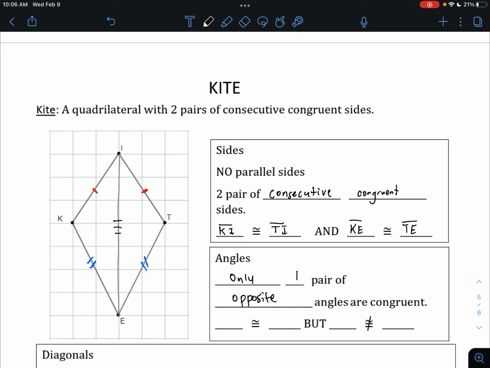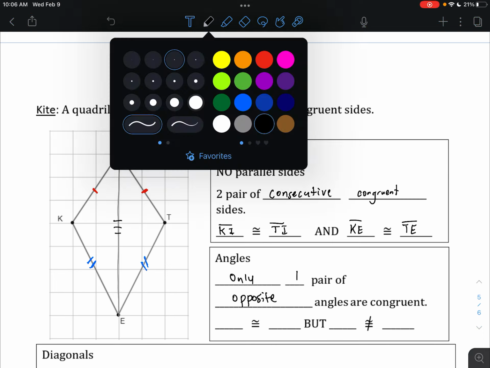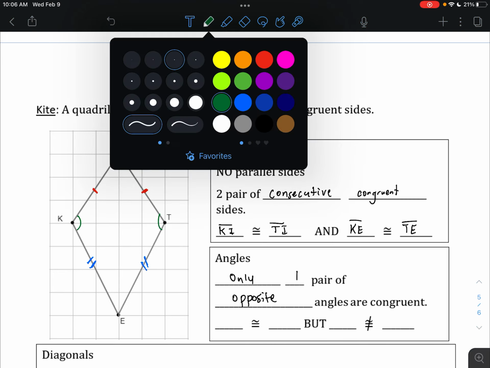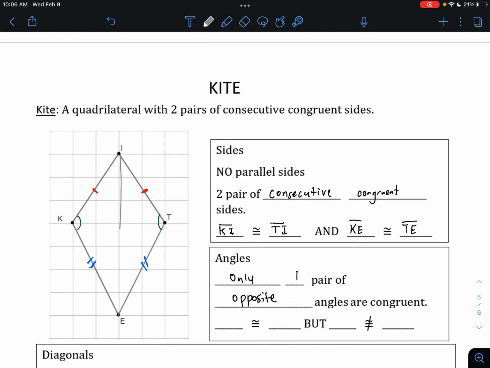Then, since corresponding parts of congruent triangles are congruent, I know that angle K is congruent to angle T. So I'm going to mark that, and I want you to fill that in on yours. You don't need the little markings here. You do need the diagonal, because we're going to need to draw that in a minute anyway. So we know that angle K and T are the same.